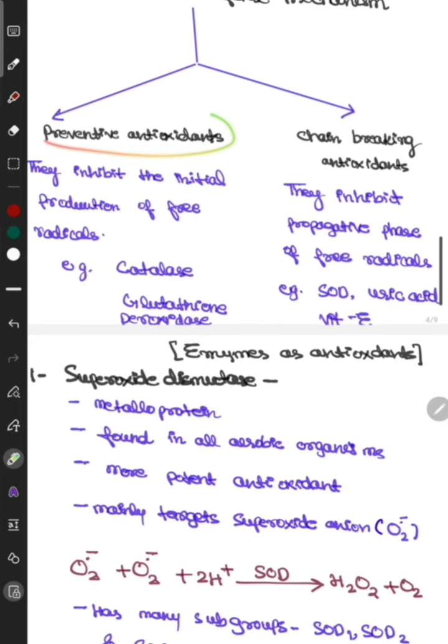The preventive antioxidants are such kinds of molecules which inhibit the initial production of the free radical, and these include catalase and glutathione peroxidase, while the chain breaking antioxidants are such molecules that inhibit the propagative phase of the free radical, and it includes superoxide dismutase, uric acid and vitamin E.